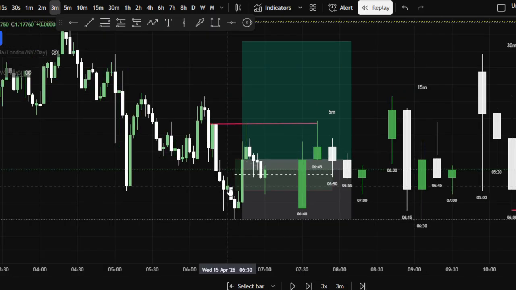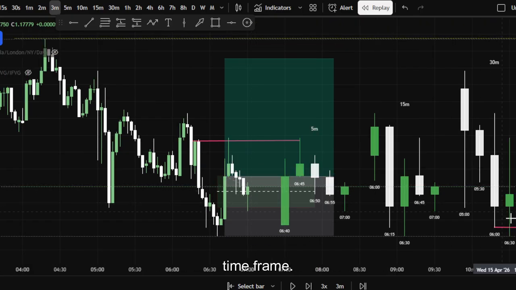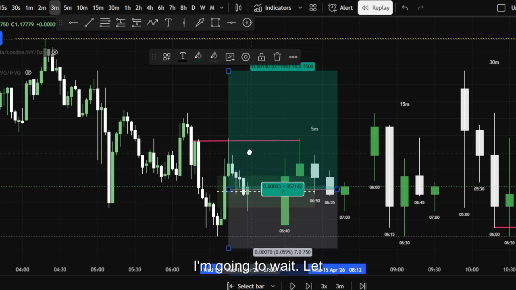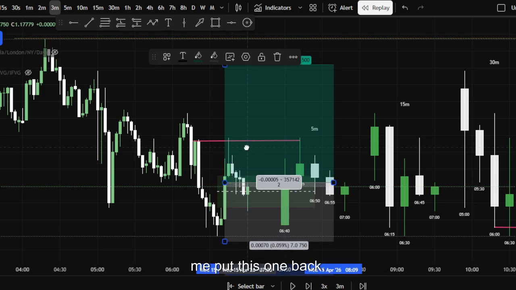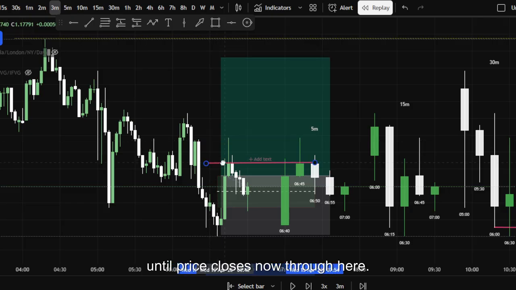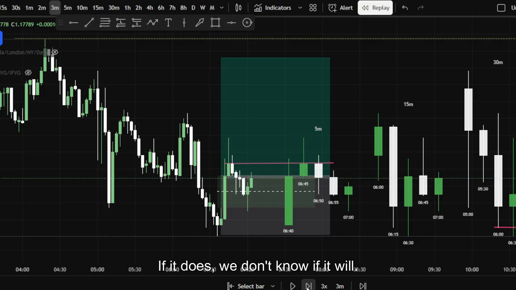You could do this. Or if you were waiting for this, you could have said, okay, this is all actually looking nice. I have confluence working on the higher time frame. So now I'm going to consider this a continuation. I'm going to wait. Let me put this one back. I'm going to wait until price closes now through here. And then I would enter. If it does, we don't know if it will.